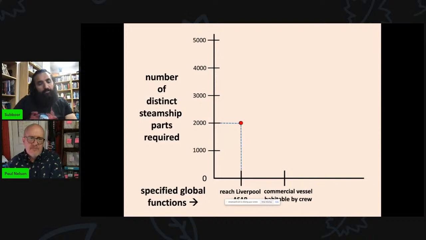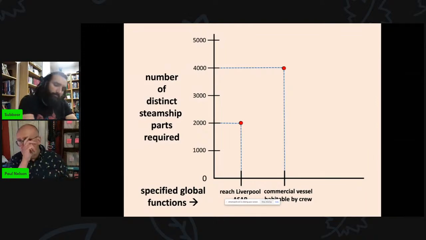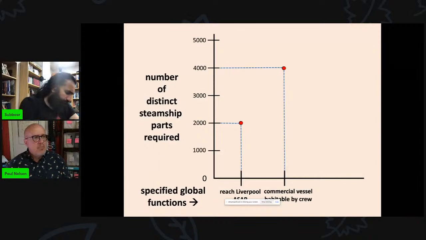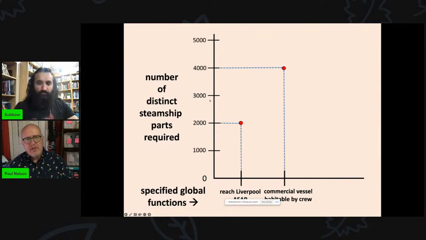Okay, that's more problematic because that's going to raise the number of parts required significantly higher than reach Liverpool, right? Because you need bunks. The crew needs to sleep, right? So you can't burn the bunks. You can't burn the table in the galley where they're going to eat their meals. So if this is our specified global function, the number of parts required is going to increase dramatically.